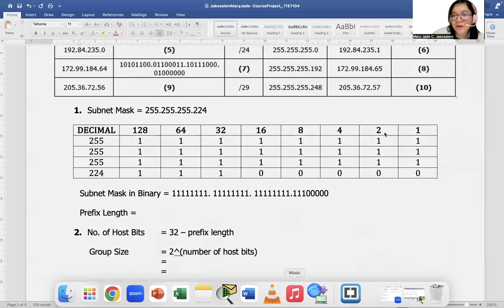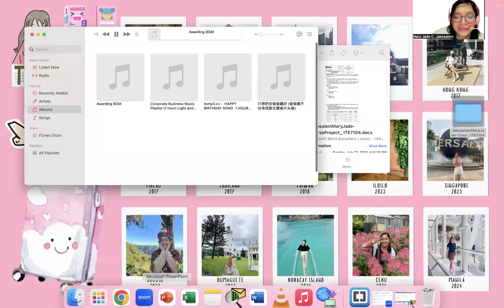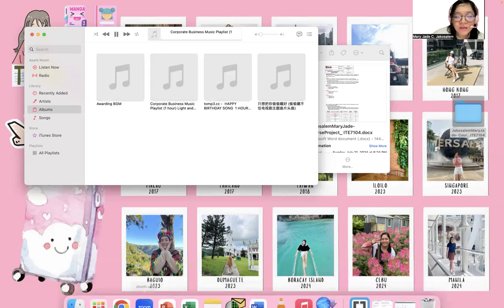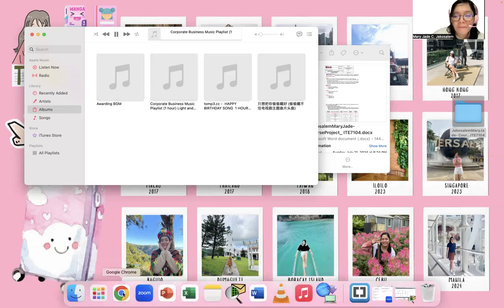I guess the music stopped already. Let me play it again, so that we have background music.